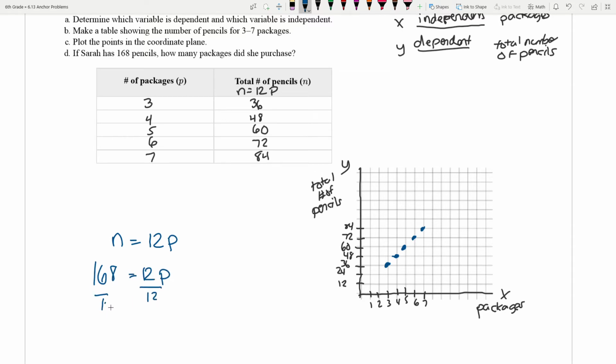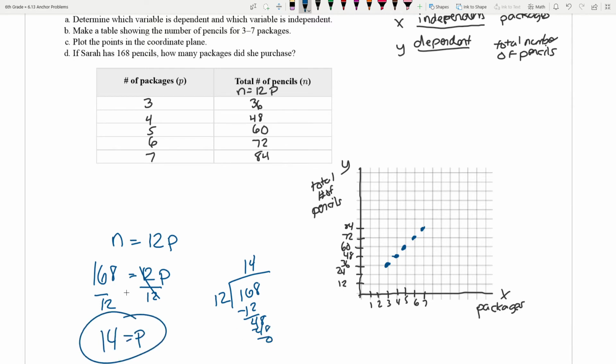Divide by 12 on both sides so you can get your p alone. 168 divided by 12. 48 goes in 4 times. That's a 0. So 14 is the number of packages purchased for those 168 pencils. Moving on.